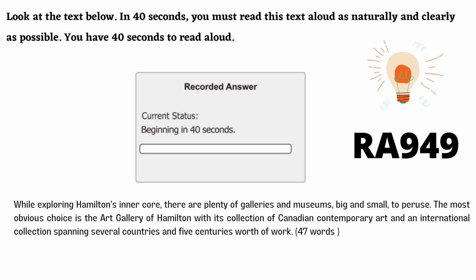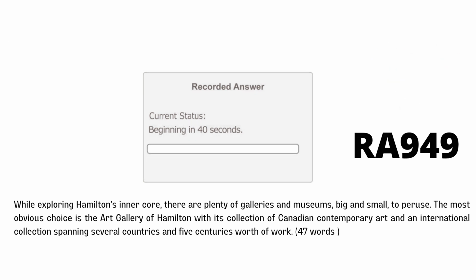While exploring Hamilton's inner core, there are plenty of galleries and museums, big and small, to peruse. The most obvious choice is the Art Gallery of Hamilton with its collection of Canadian contemporary art, and an international collection spanning several countries and 5 centuries' worth of work.